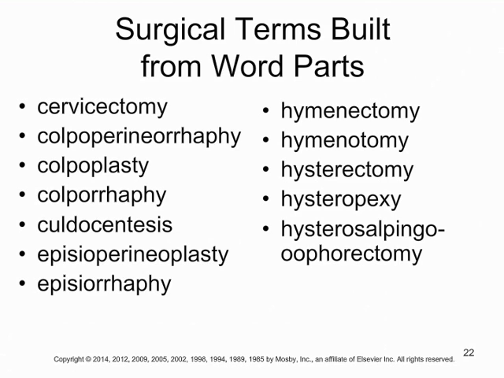And the last one is a mouthful, hysterosalpingo-oophorectomy. So you're removing not only the uterus, but also the fallopian tubes and the ovaries. And we'll talk a little bit about why you might need to do something like that.